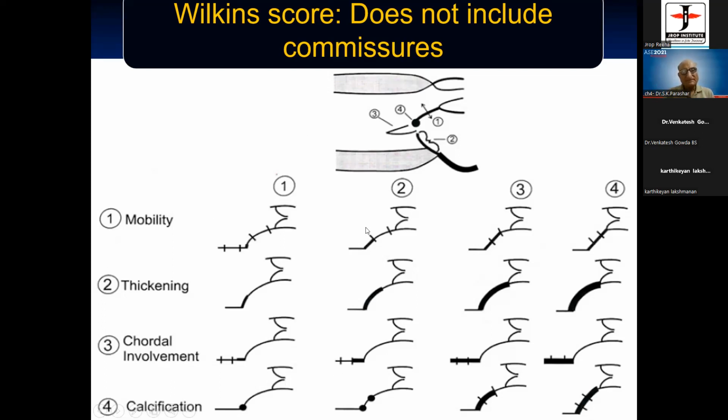So as the mobility decreases, the point increases. As the thickening increases, the point increases. Normal thickening is about 4 millimeters or so. Remember, any thickening of the valve is ideal in a sort of fundamental imaging rather than the other imaging. Calcification, the same thing happens also. So there are various types of scores that have been given, but this is the age-old Wilkins score.